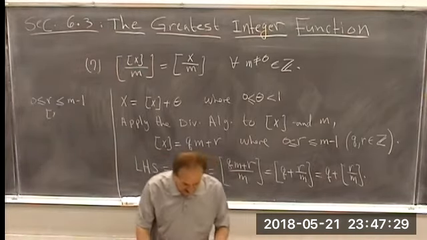What I have done before is actually the right-hand side, which is x over m. So this one is going to be the bracket of x plus theta over m. Now, the bracket of x is qm plus r, plus theta over m. The m cancels out in the q term, and I can take the q out and then r plus theta over m.